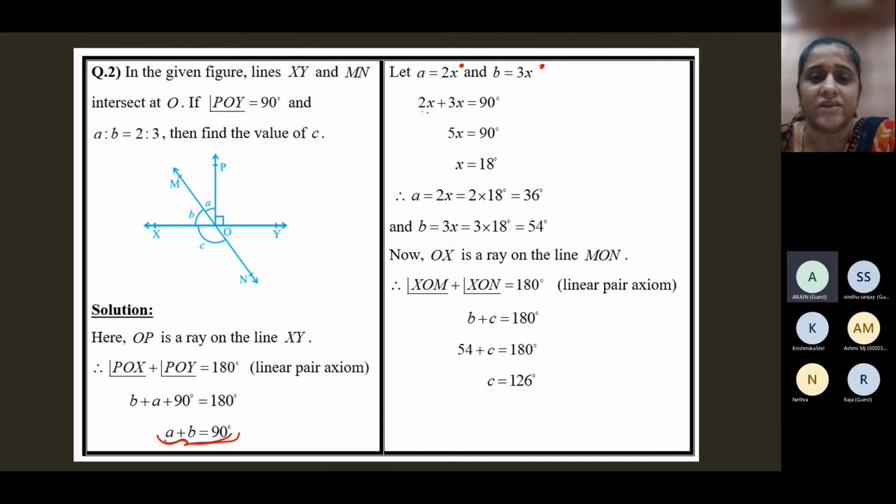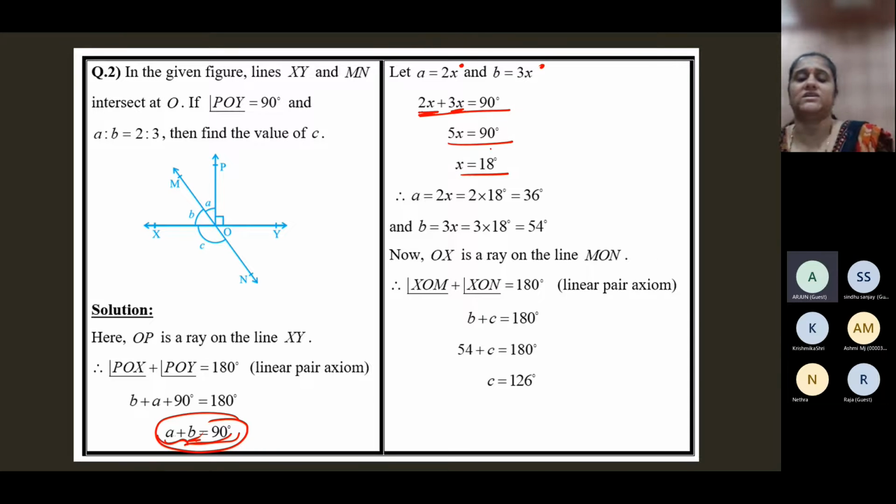How much is A? A is 2x. And how much is B? B is 3x. We are continuing. A plus B is 90. A is 2x, B is 3x. So 2x plus 3x is 90. 5x is 90. X is 18 degrees.